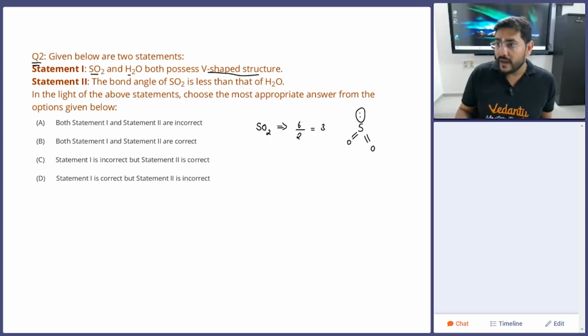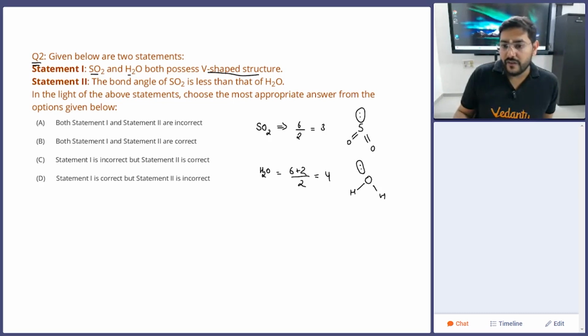So the shape is going to be, come on everyone, V shape or bend shape. Let's talk about water also. Yes everyone. Here can we say that 6 plus 2 divided by 2, we are going to get 4. And in 4, basically 2 are bond pair and 2 are lone pair. But the shape is going to be, come on everyone, again V shape or bend shape. Yes or no? V shape or bend shape.